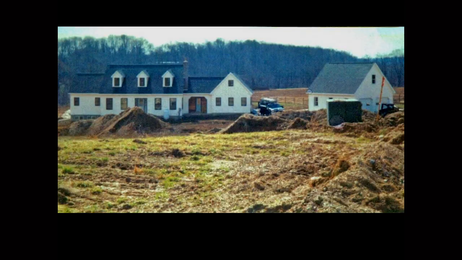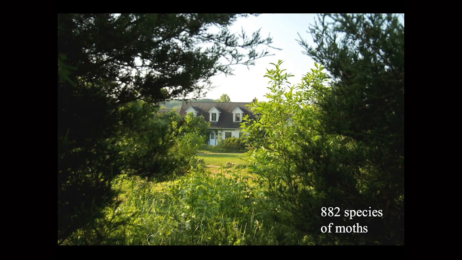That's what my front yard looked like when we moved in. The property had been mowed for hay, so not many plants there. That's what it looked like a few years ago from the same position. I am counting the number of moths at my house. I'm in the third year, and I'm up to 882 species of moths. And it'll probably top out around 1,000.